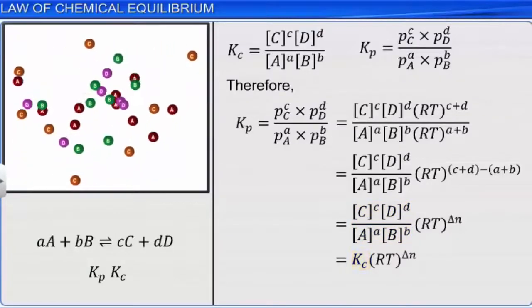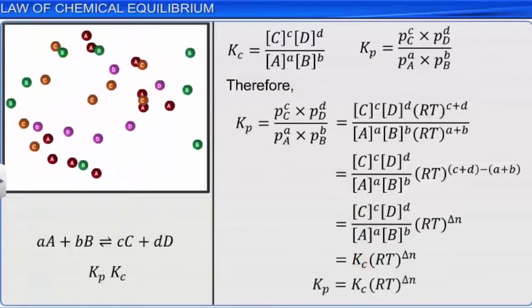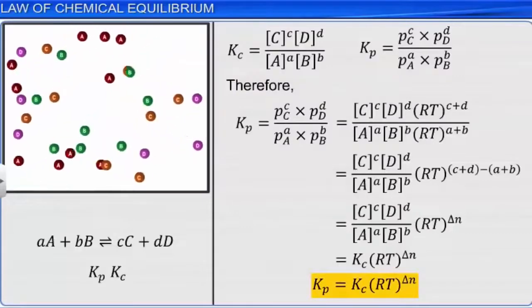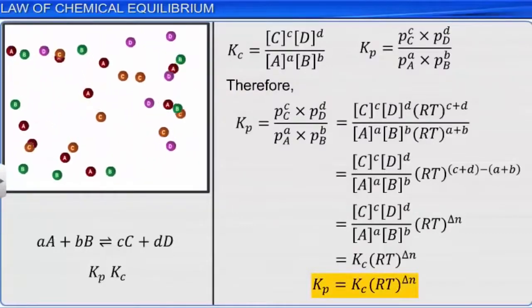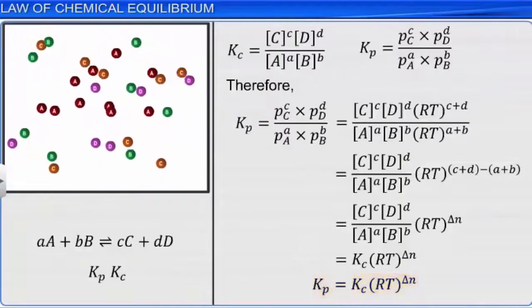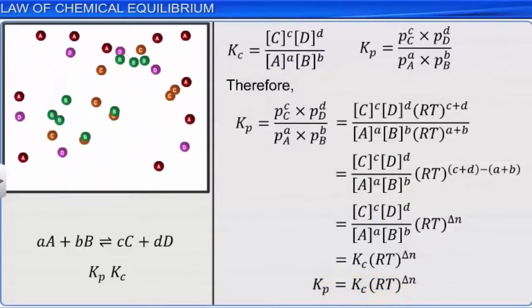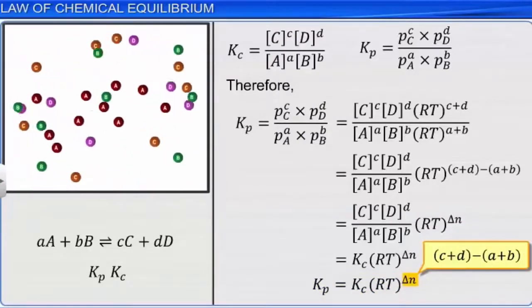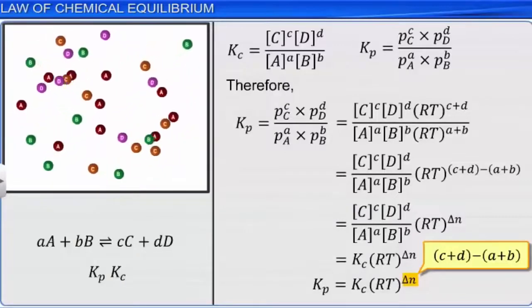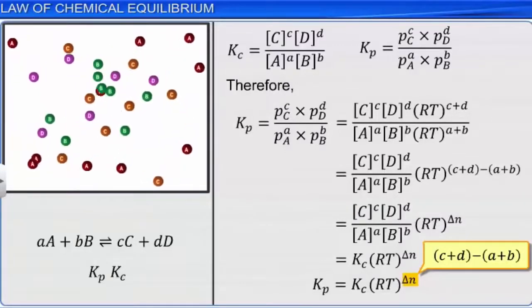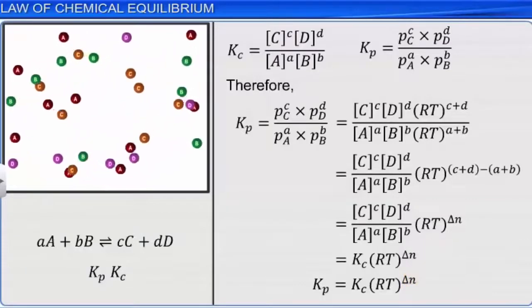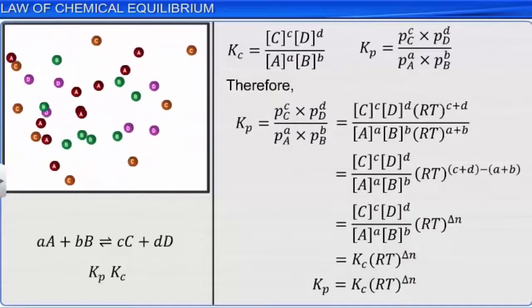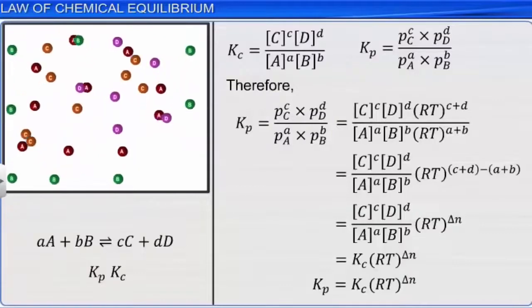this can be written as Kp is equal to Kc multiplied by the product of R and T raised to the power of delta n, where delta n is equal to the number of moles of gaseous products minus the number of moles of gaseous reactants. Thus, Kc and Kp are related to each other by the equation Kp is equal to Kc multiplied by the product of R and T raised to the power of delta n.